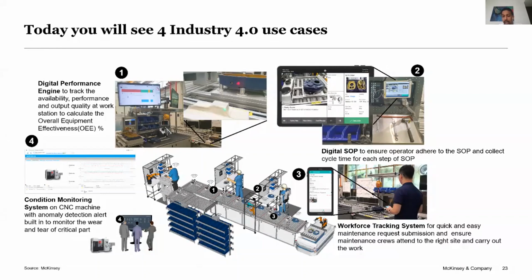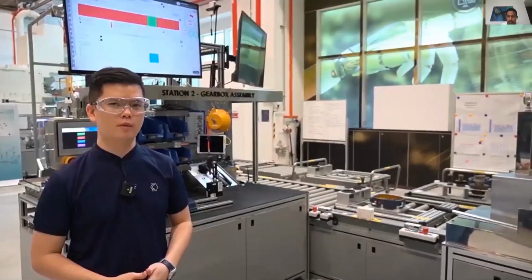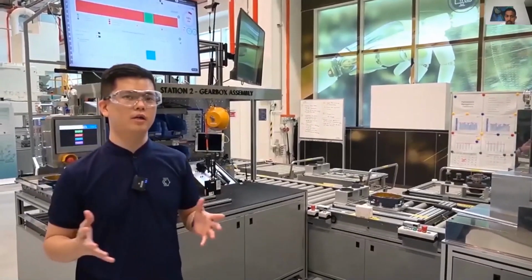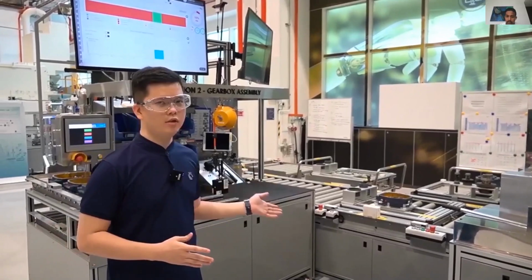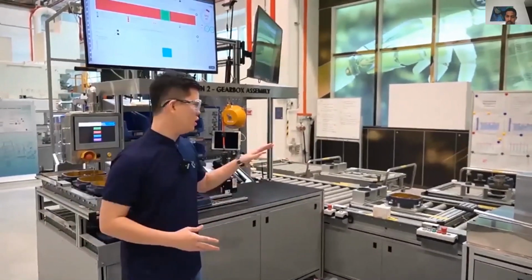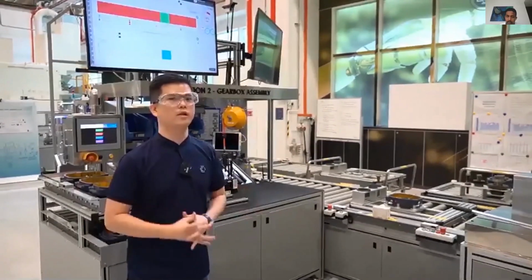With that, Vicky, can I ask you to... Welcome to Gearbox Core Assembly Line Station 2. As mentioned, what we are doing at Station 2 is to assemble the final gearbox. The gear and bearings that are prepared at Station 1 will be passed to Station 2 together with the casing to assemble the final gearbox.